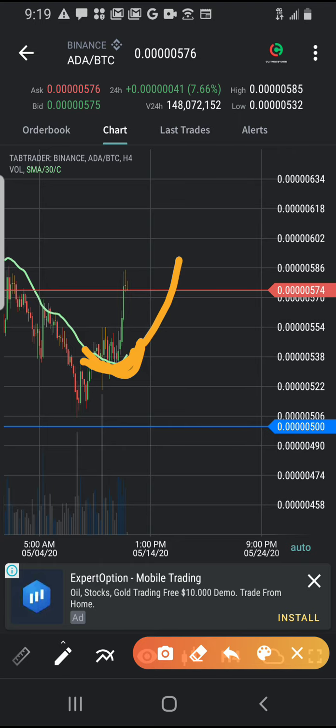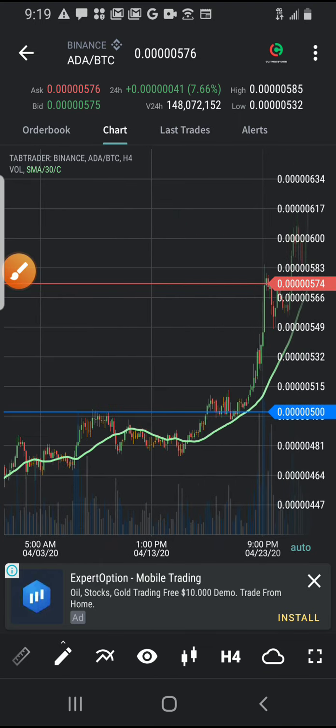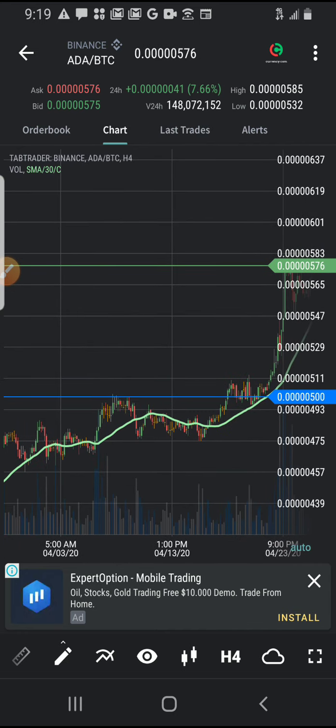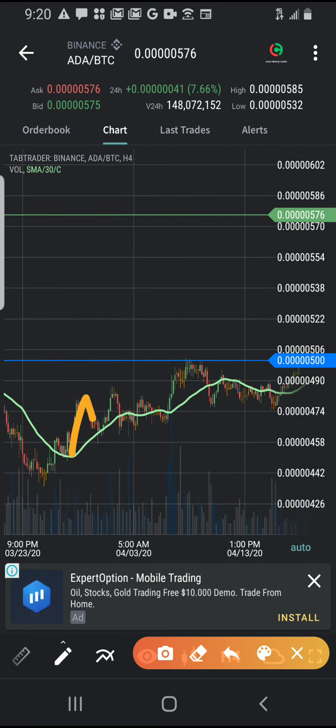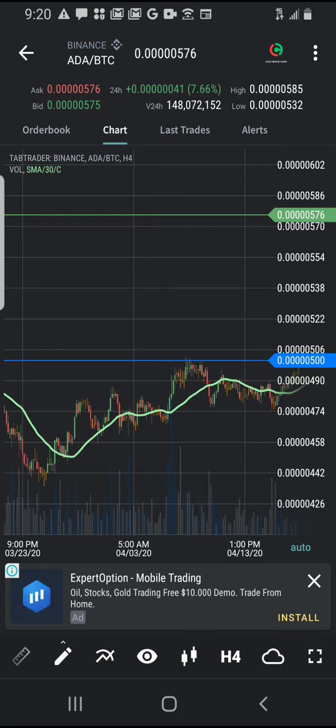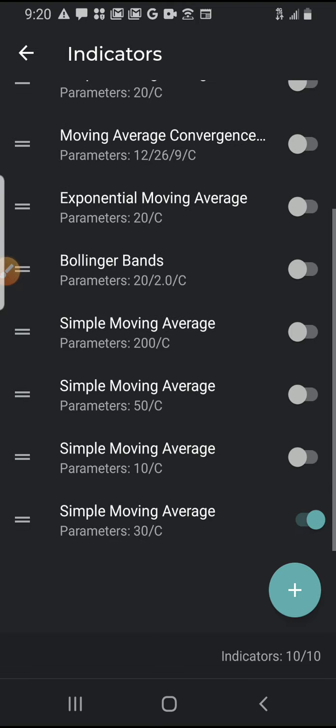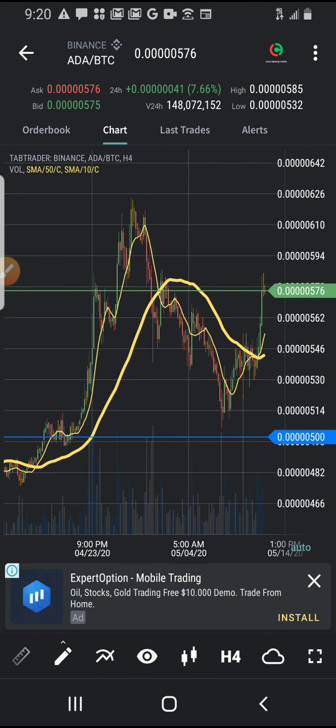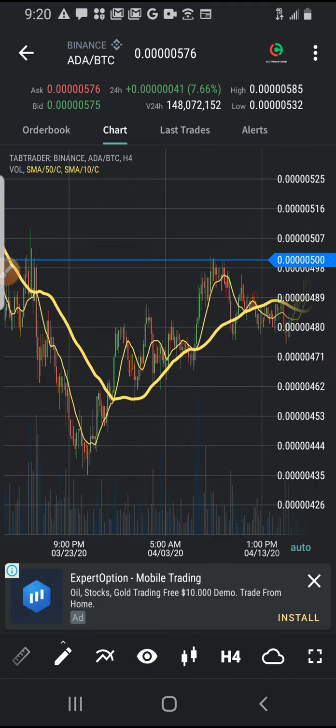When going up, because that was what actually happened here. It was acting as a support all along from here. So that's actually how moving average works. But I'm going to disable this one I just added, and I can just add my normal 10, and you will see exactly what I'm talking about. The thick one is the 10 and the thin one is the 50. You see what I'm talking about here.